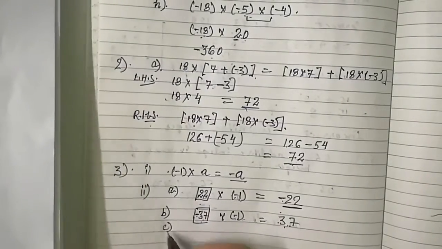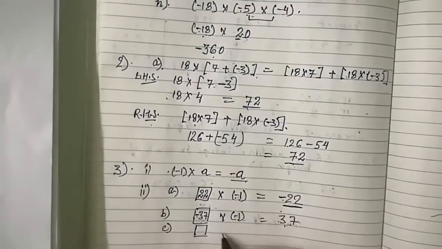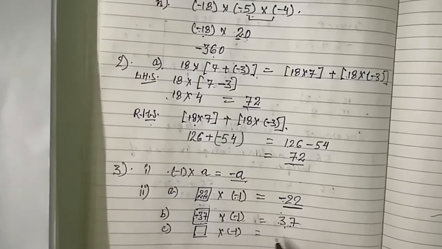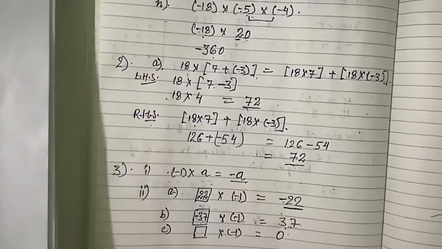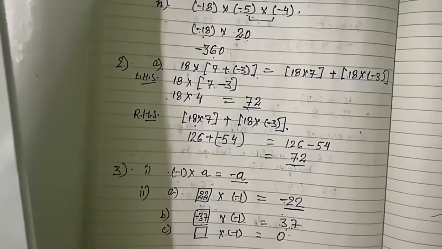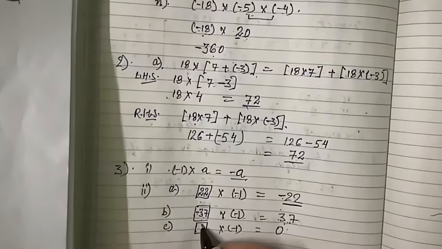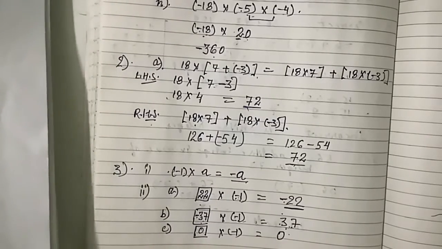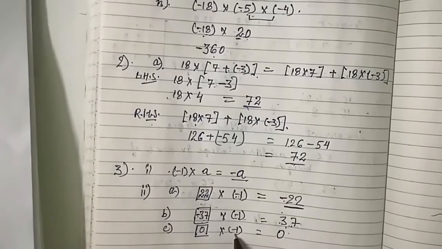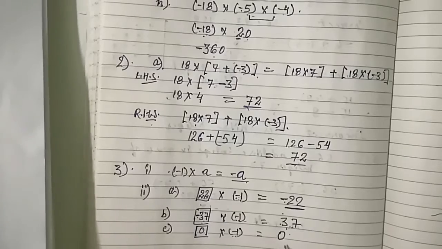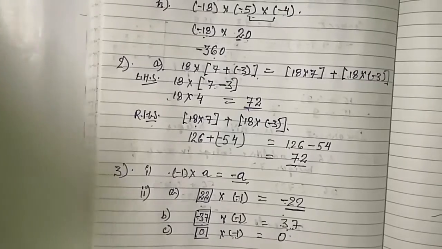Now see question number C, what we multiply by minus 1 to get 0. Here no need to think anything, no need to do anything. 0 is given, it means we multiply by 0. When we multiply minus 1 by 0, then we get 0.